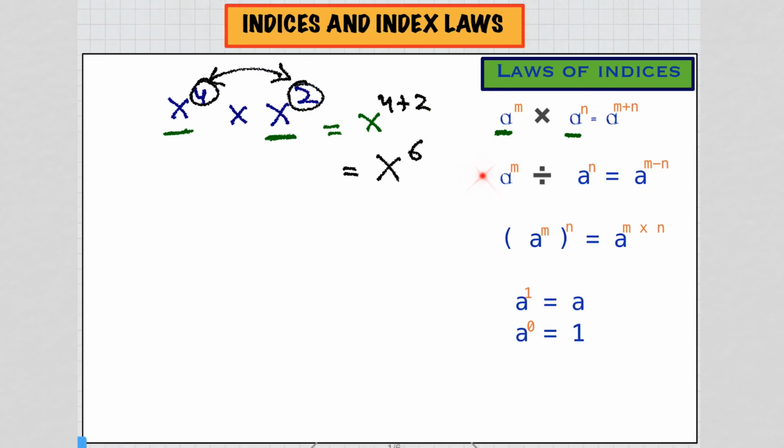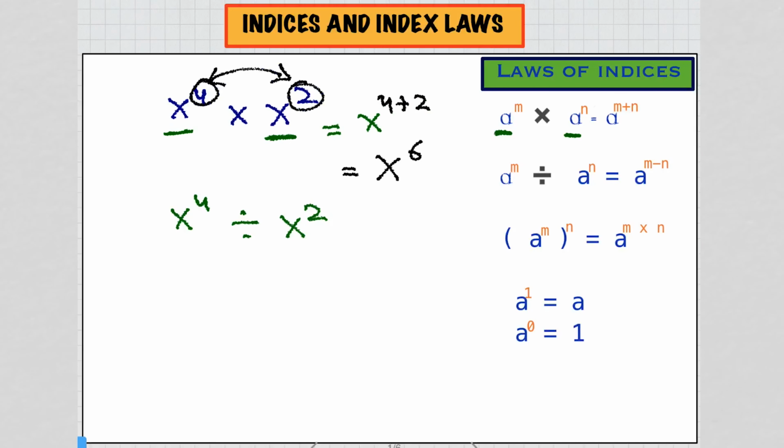The next one is a to the power m divided by a to the power n. So this is a division one. What we do in the division one, we subtract the powers. In the multiplication one, we add the powers. Let me give you one example for the division one as well. If we take the same one, let's say x to the power 4 divided by x squared.